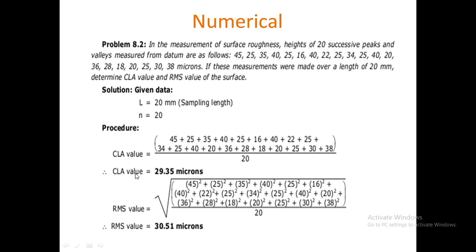So the center line average value for this question is equal to 29.35 microns, whereas the RMS value is equal to 30.51 microns. This is the roughness value obtained by using the CLA method and the RMS method.